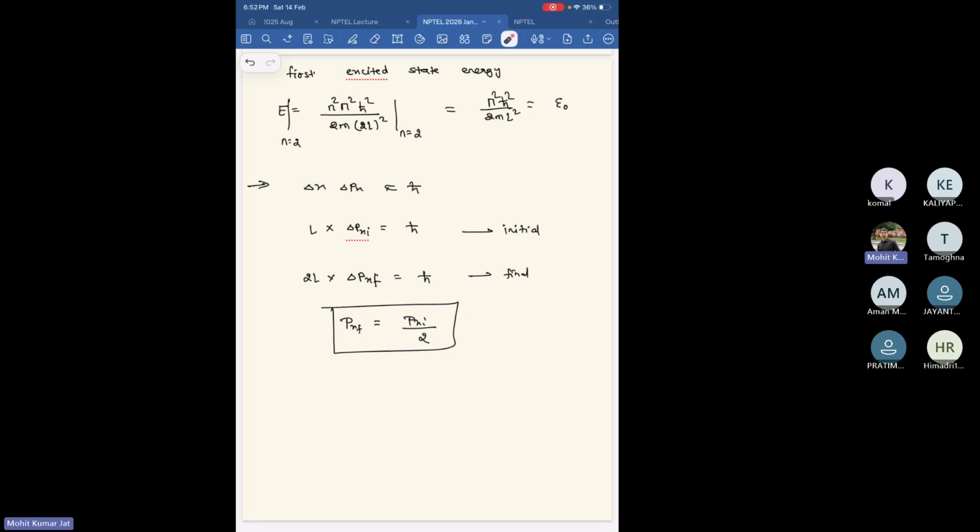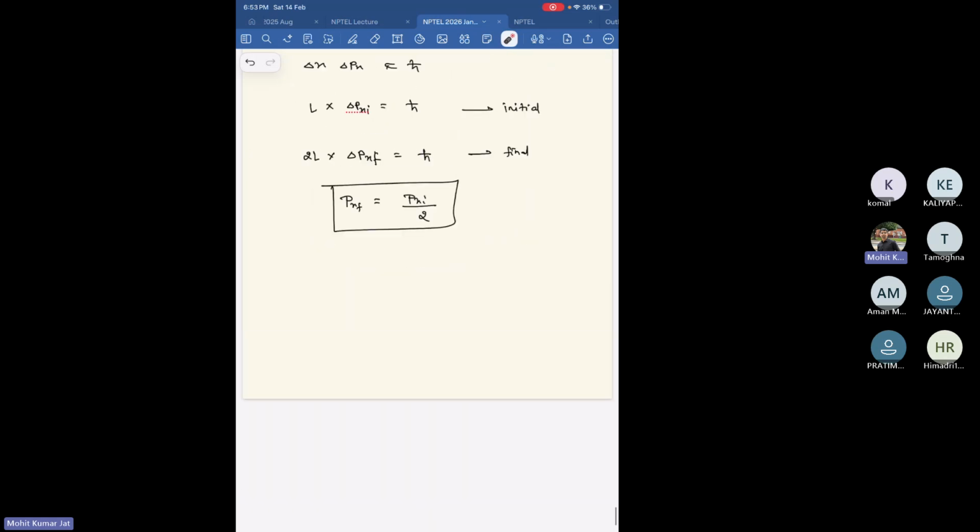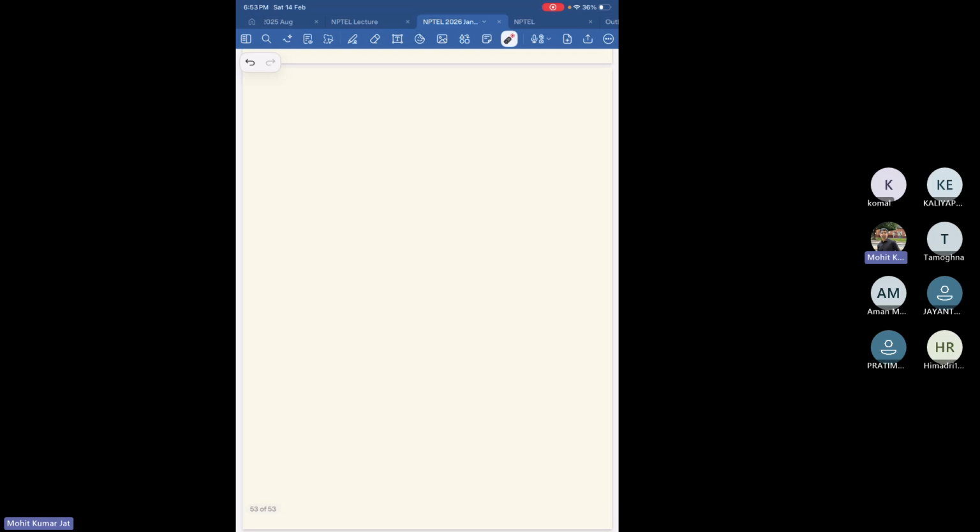If no question is there, then okay, I'll move on to the Bloch theorem part, which is essentially a theorem that tells how the electron moves in a periodic lattice. So I'll just start with the problem.